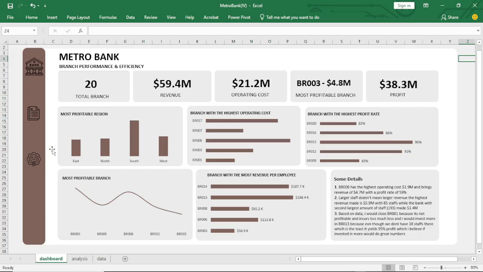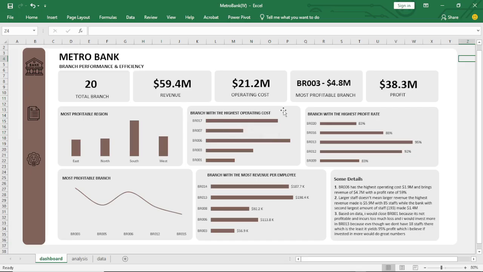So we have the most profitable region. This chart shows us that from our data, the south is the most profitable region. South brought in more money for Metro Bank.